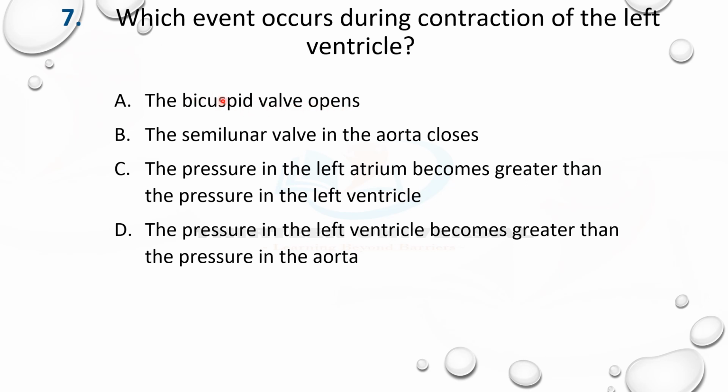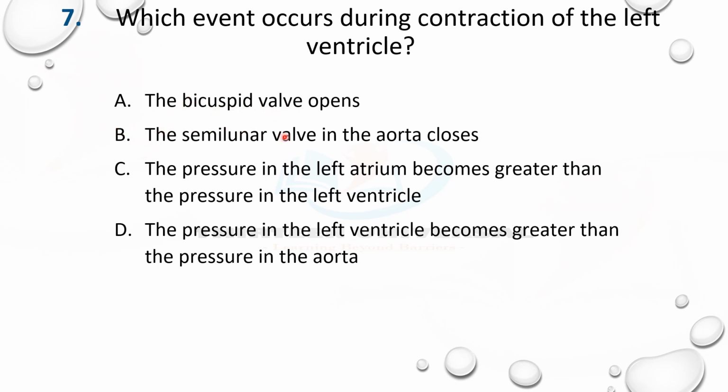The bicuspid valve is a valve that prevents backflow of blood from the left ventricle to the left atrium. So it's not going to open, because if it opens, blood will move from the left ventricle back to the left atrium. It should close so blood does not move from left ventricle to left atrium. It only opens when the left atrium contracts. So A is out.